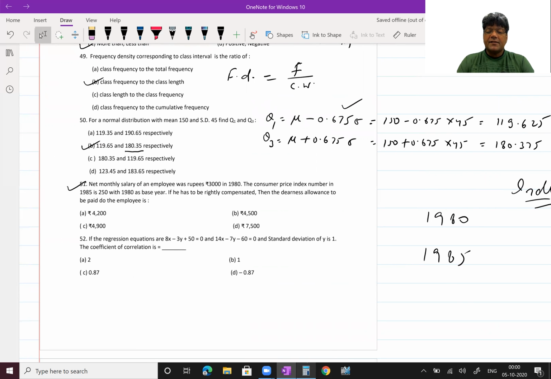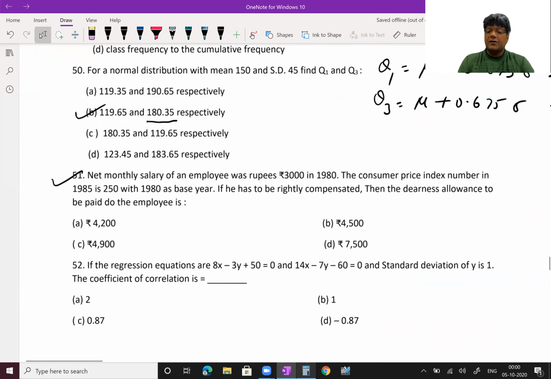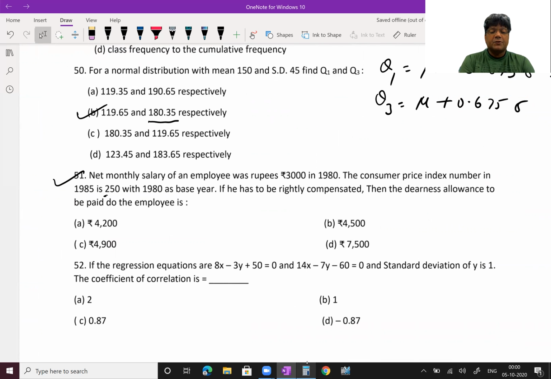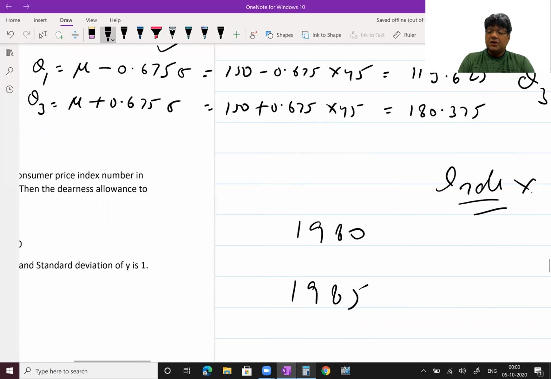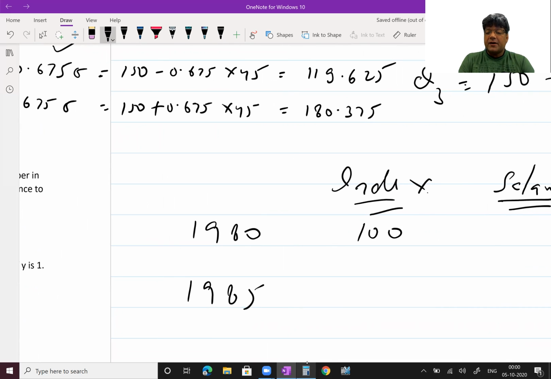The question is telling us the consumer price index number in 1985 is 250, with 1980 as the base year. Base year means what? 100. So for the 1980 base year, it will be 100, and the 1985 index is 250.